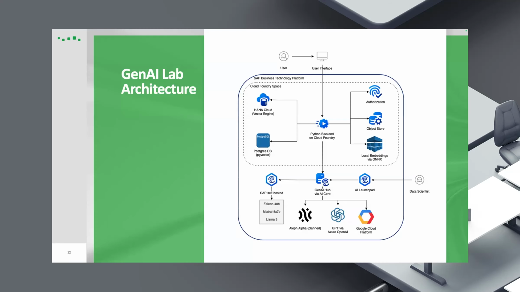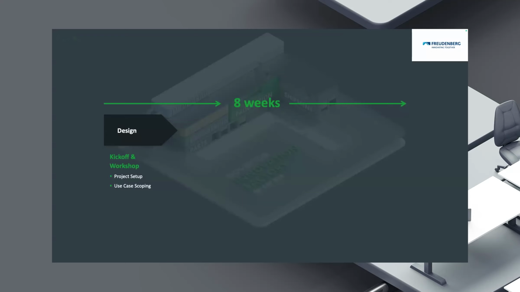An example where we did this in a very short time frame was with our customer Freudenberg. We did this GenAI Starter in 8 weeks, starting with a design phase, where we had a kickoff and a workshop where we analyzed the use cases, what should be solved with the GenAI Lab, drafted the project setup, and then, of course, use case scoping, as I said, what should be solved with the GenAI Lab in the end.